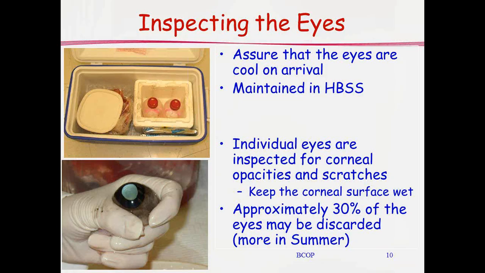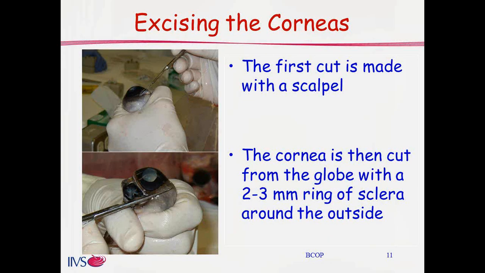Now, the individual eyes are inspected for corneal opacities and scratches, and this is something that each laboratory must do carefully because this is the first step for a true quality control to occur, and we recognize that at least 30 to 40% of the eyes that we receive are just simply not qualified for use in an assay due to these corneal scratches and opacities.